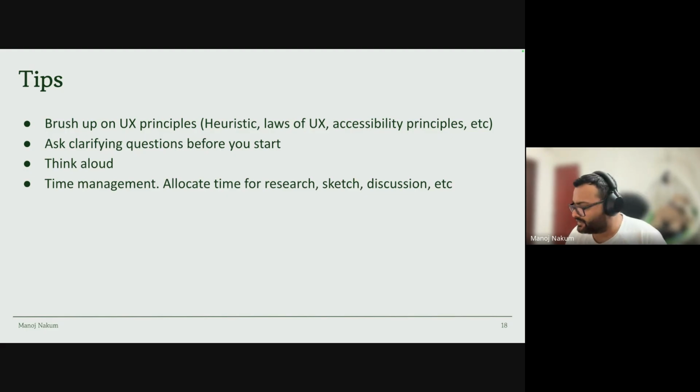Time management. Whatever time you are given, 30 minutes, 40 minutes, or 60 minutes, divide that time. For example, if it is about designing a new feature, then make sure you take 5 to 10 minutes just to research the existing product and how your new feature will be fitting in there. Then, in the remaining 15 or 20 minutes, you think about the new feature and placement of the elements and all that. And the last 5 minutes are just to discuss your solution with the interviewer.